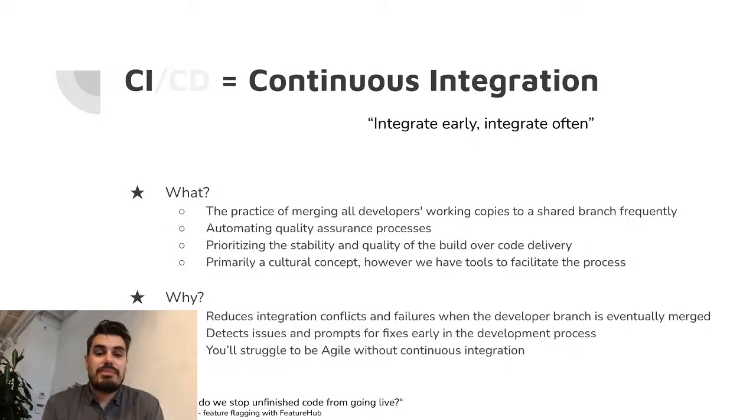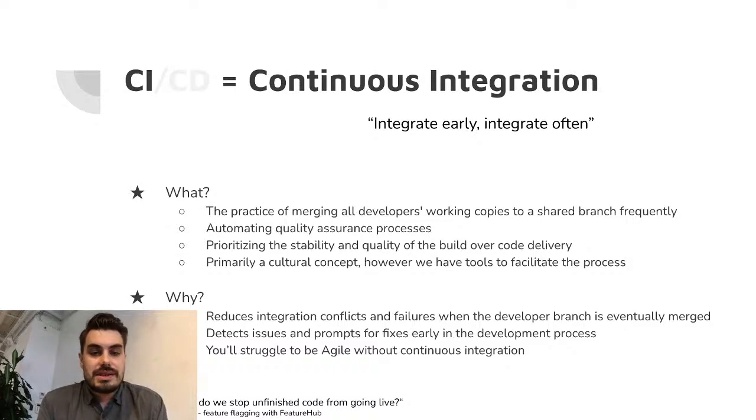Continuous integration is the practice of automating quality assurance processes: testing, static code analysis, linting, all of those processes that contribute to the quality of your build processes should be automated. Continuous integration is prioritizing the stability and quality of the build over code delivery. So this is where we always want a build to be ready to go. We always want the build to be working, and code delivery comes second. Feature delivery comes after that. And any code delivery that breaks the build, we need to focus on the stability and quality of the build again, getting that sorted out.